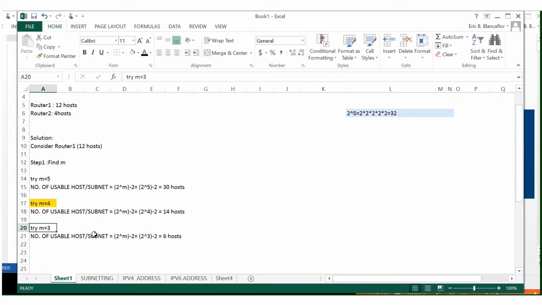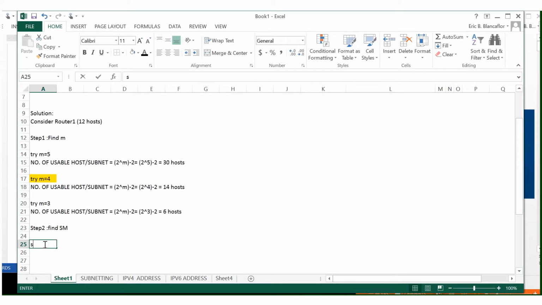So once you've got the M, next step is to find the subnet mask. Step 2 is to find subnet mask. We have a formula here. Subnet mask is 32 minus M, where again 32 is the total number of bits minus the number of host bits. You'll get the number of ones, which represents the subnet mask. So like we have an M of 4, so 32 minus 4, which is 28. Therefore the subnet mask is equal to /28.